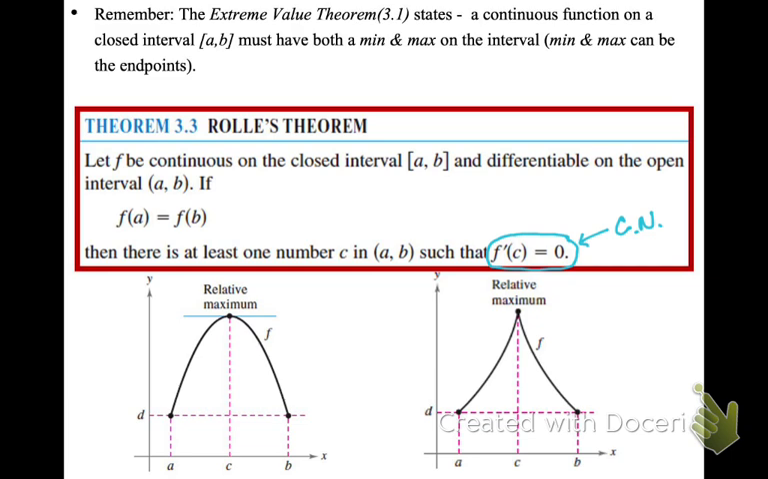So on the left, that is differentiable, correct? It's differentiable at c, isn't it? Is the second example differentiable at c? No. It has that sharp turn. So it's continuous, but it's not differentiable. So could I use Rolle's theorem on the right-hand one? No.